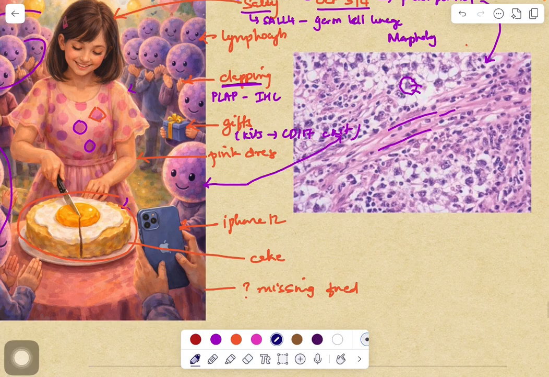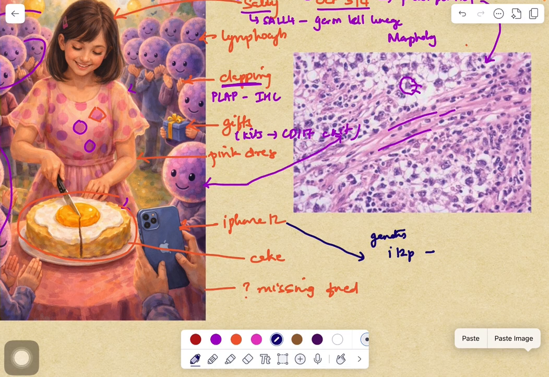Now last, coming to the genetics. We saw that there is an iPhone 12, so isochromosome 12p is positive in dysgerminoma. So basically it confirms the germ cell origin at the genetic level. So if there is an isochromosome 12p abnormality, we have to think of germ cell tumors first.